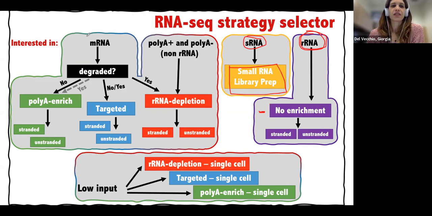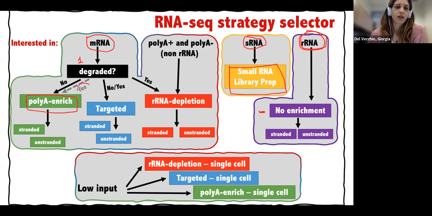Let's say that you are interested in messenger RNA now. So first question is, is it degraded? If it's not degraded, you can proceed with the poly-A enrichment approach. That's the cheapest one, and it works perfectly for not degraded or good quality RNA. And you can choose again between stranded and unstranded library prep.